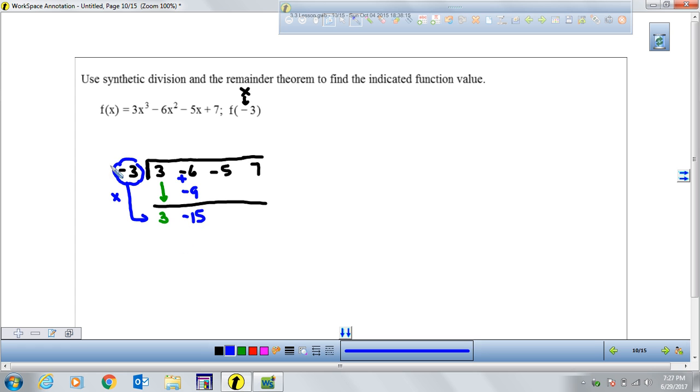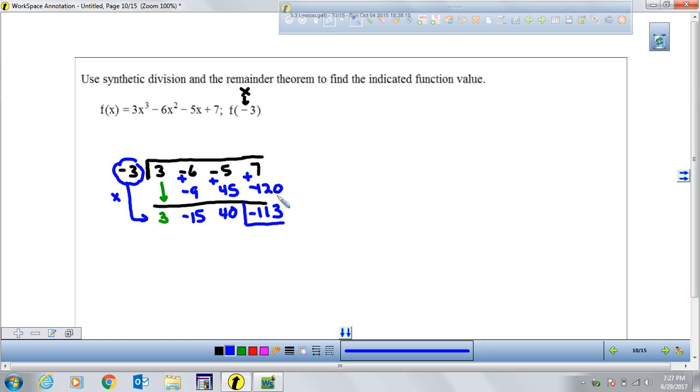Then negative 15 times negative 3 is positive 45. Then we're going to add them right here. Negative 5 plus 45 is going to be 40. Then 40 times negative 3 is negative 120. When we add it to 7, it's going to give us negative 113.